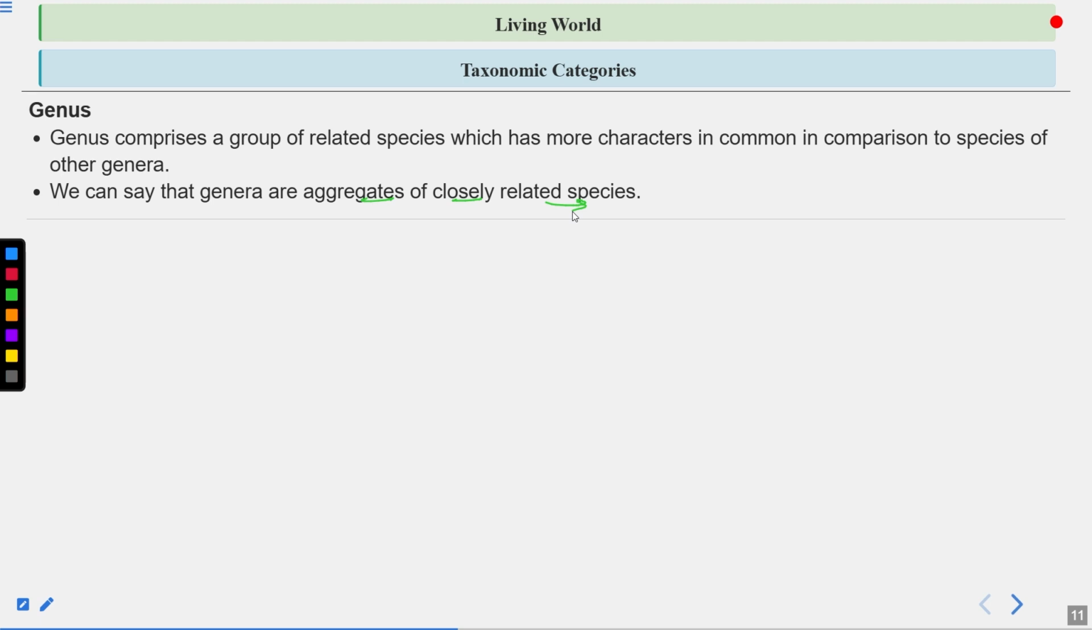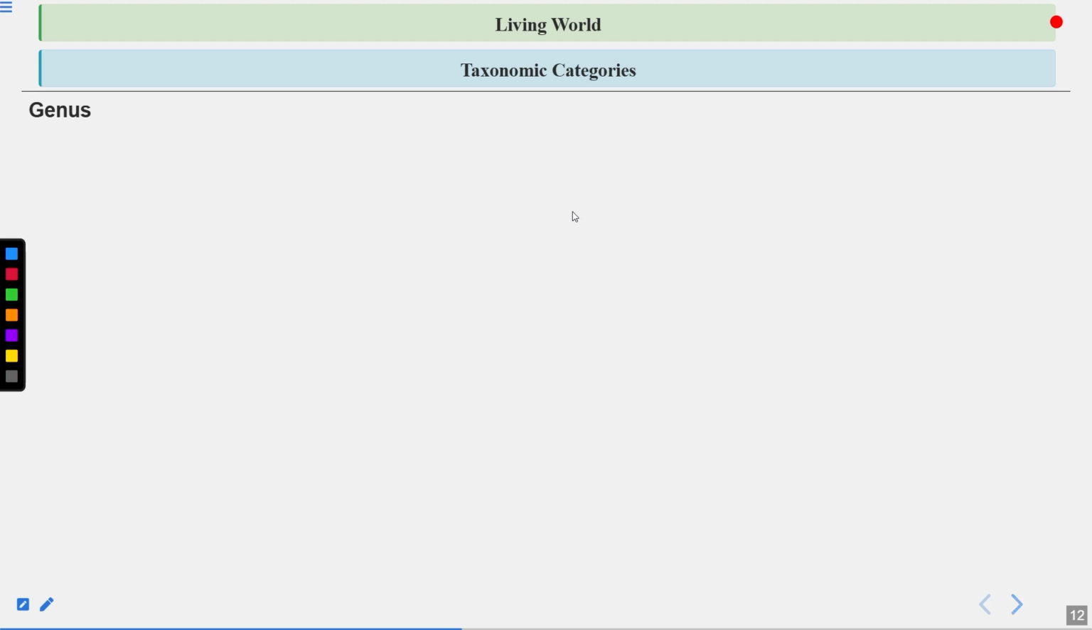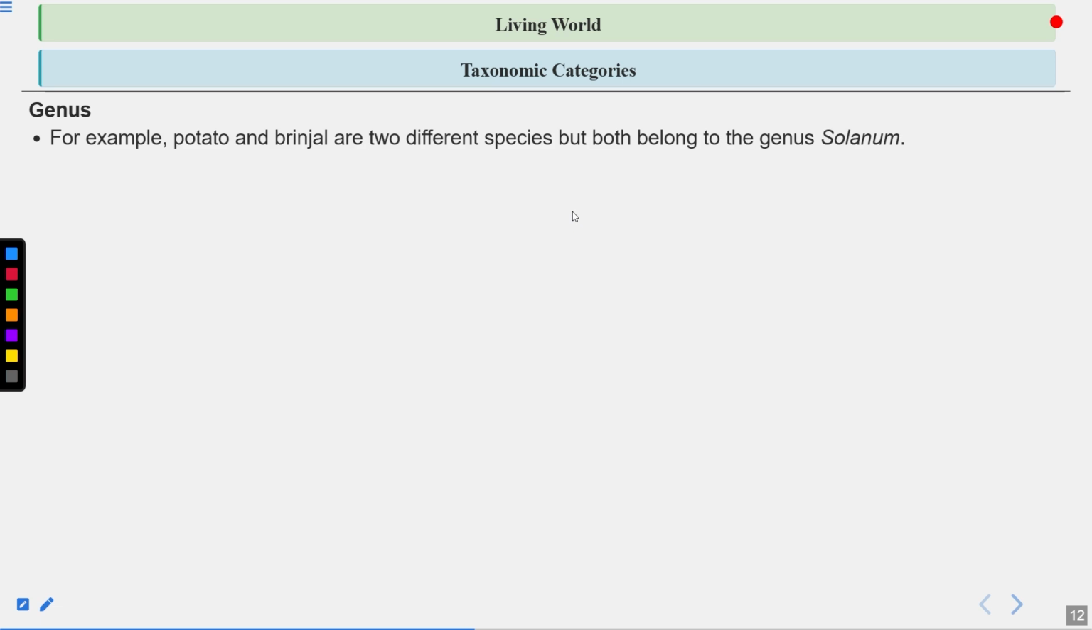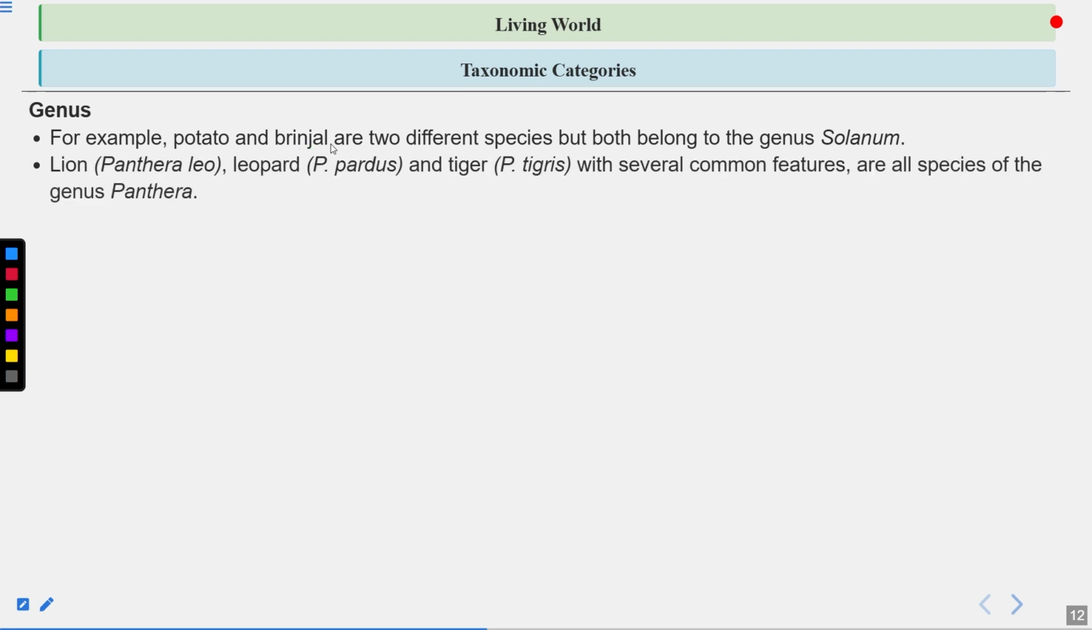We already know that a genus can have more than one specific epithet. For example, potato and brinjal are two different species, but both belong to the genus Solanum. One is Solanum tuberosum, the other is Solanum melongena. Lion, which is Panthera leo, leopard, which is Panthera pardus, and tiger, which is Panthera tigris, with several common features, are all species of the genus Panthera. So a genus is an aggregation of closely related species.